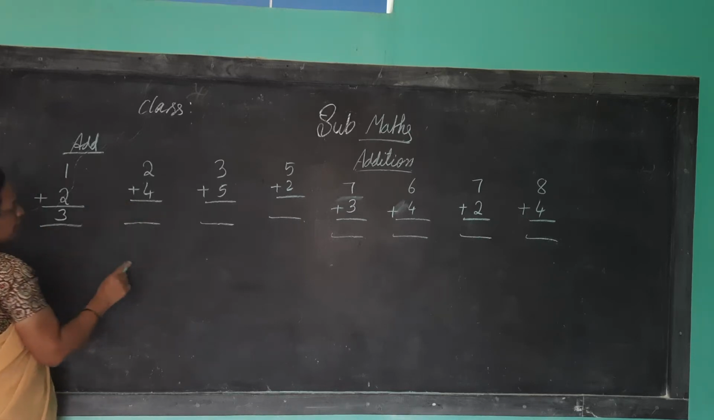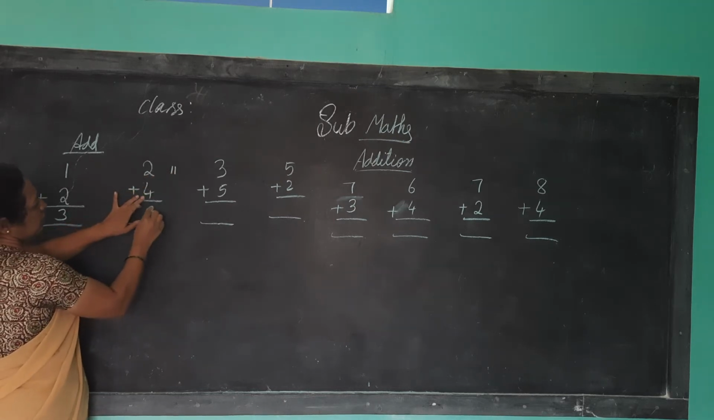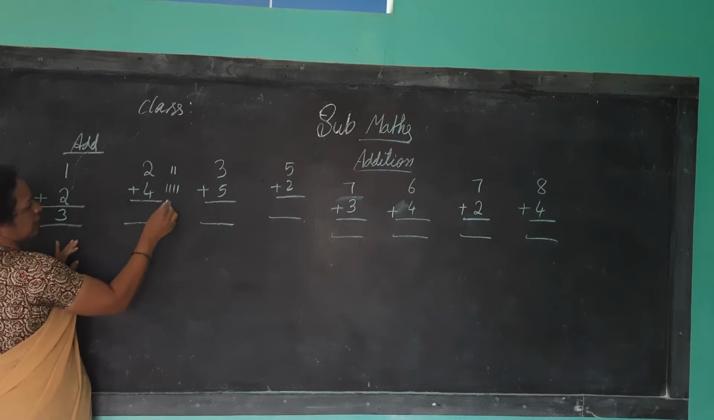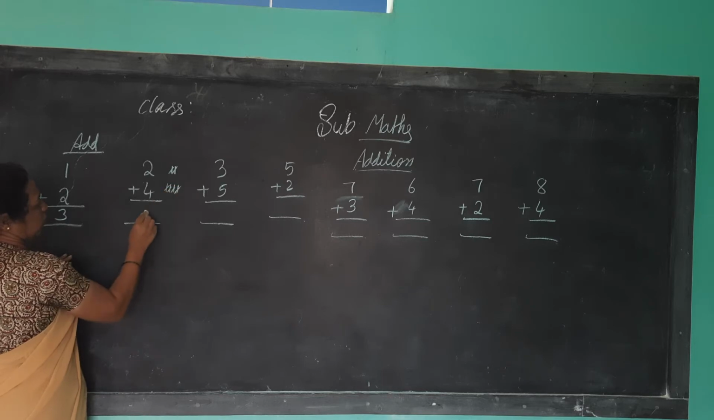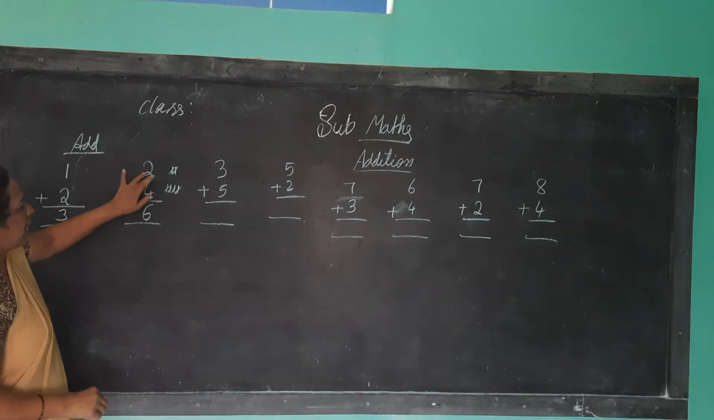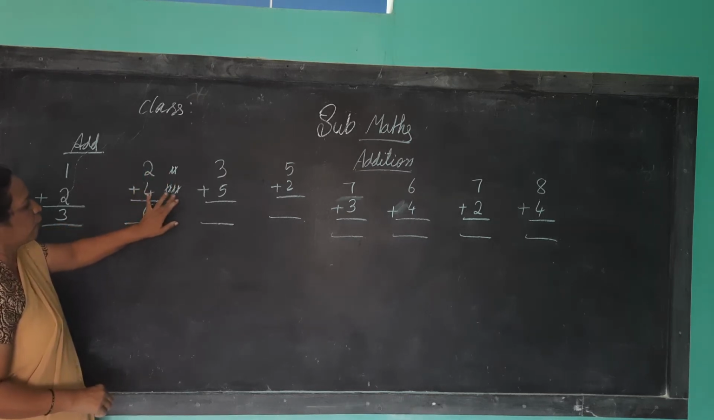Now, another way also you can add, children. How much? This one 2: 1, 2. This one 4: 1, 2, 3, 4. Now count all together. Scratch them. 1, 2, 3, 4, 5, 6. How much? 2 plus 4 is 6. So 2 lines, then 4 lines: 1, 2, 3, 4 lines.